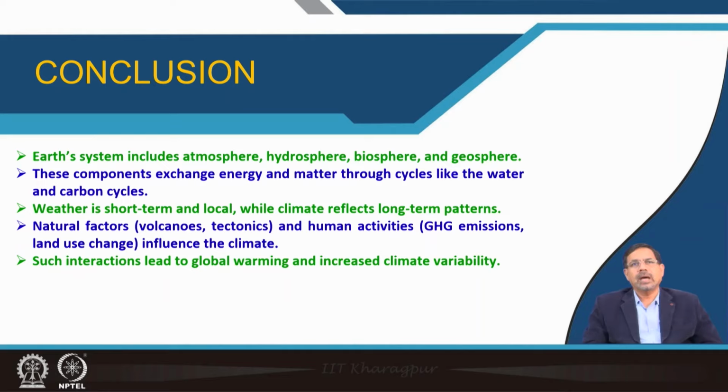Weather is a short-term and local phenomenon, while climate reflects a longer-term pattern. Natural factors such as volcanoes and tectonic movement, and human activities which trigger greenhouse gas emissions and land use changes, are the dominant factors contributing to the recent faster climate change. The fifth and last point is that such interactions lead to global warming and increased climate variability. So this is what we discussed.